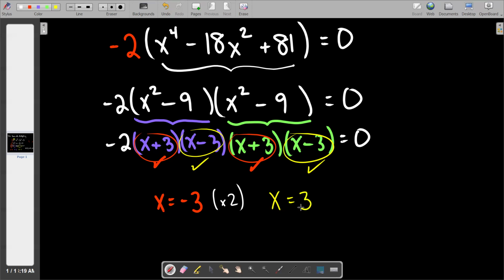X equals +3 with multiplicity of 2, times 2. Just a little times sign. Times 2 means there's 2 of them.